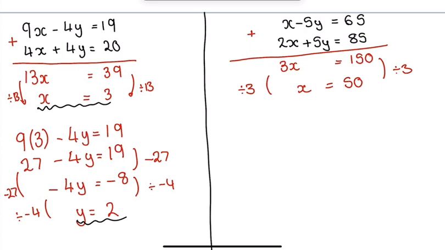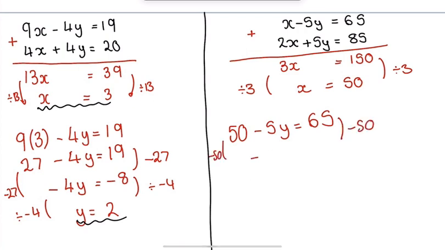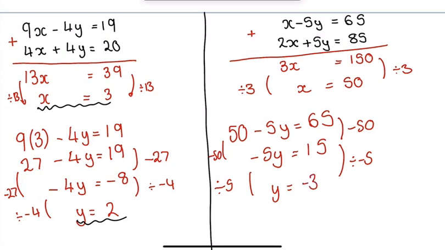But we're not done there. We need to find out what y is by substituting it in. So for x, I'm just going to substitute it into my top one here. x is 50. Taking away 5 lots of y, don't know what y is yet, equals 65. Now to solve this, I'm going to get rid of that 50 from both sides, leaving me with minus 5y equals 15. And then I'm going to divide both sides by negative 5. Now 15 divided by negative 5 leaves me with negative 3. So here my answers are x is 50 and y is minus 3.